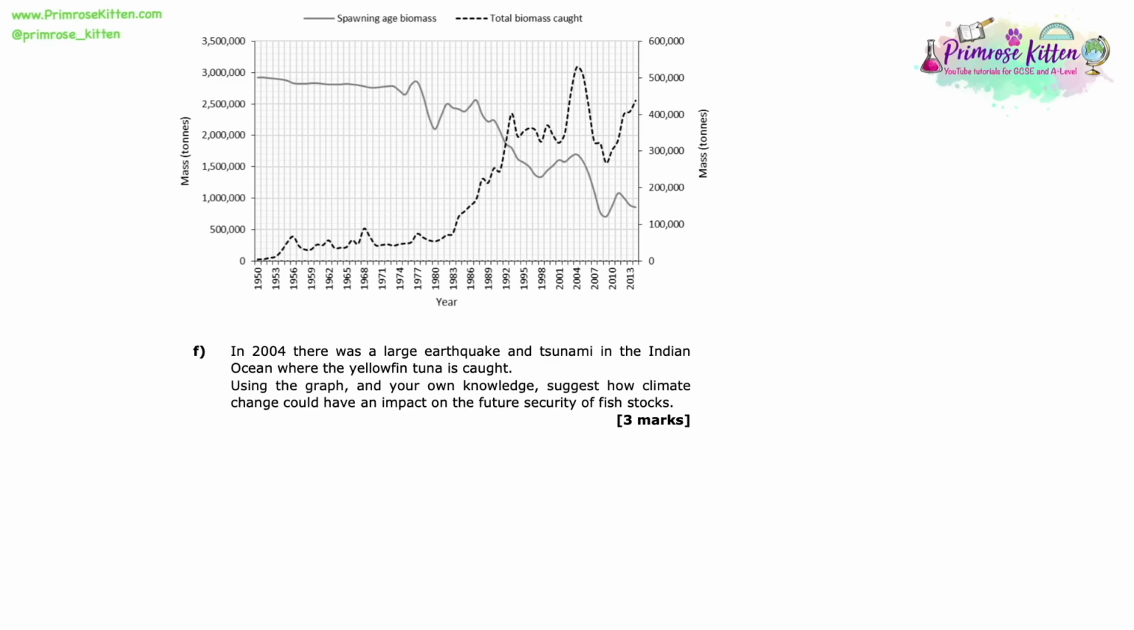In 2004, there was a large earthquake and tsunami in the Indian Ocean where the yellowfin tuna is caught. Using the graph and your own knowledge, suggest how climate change could have an impact on the future security of fish stocks. So from the graph, we go to 2004, what happened?